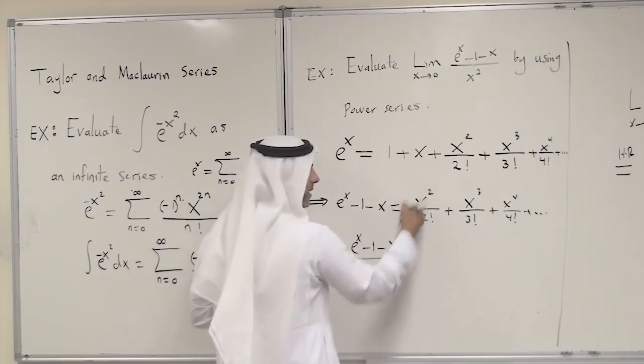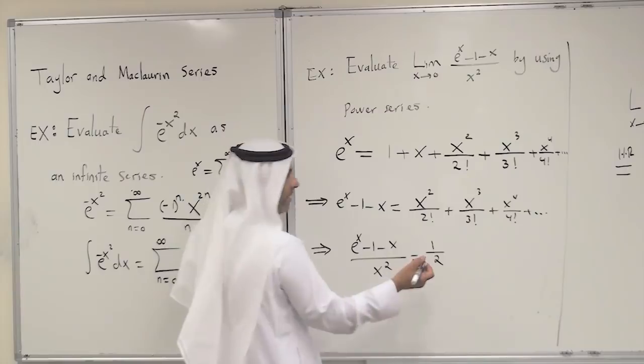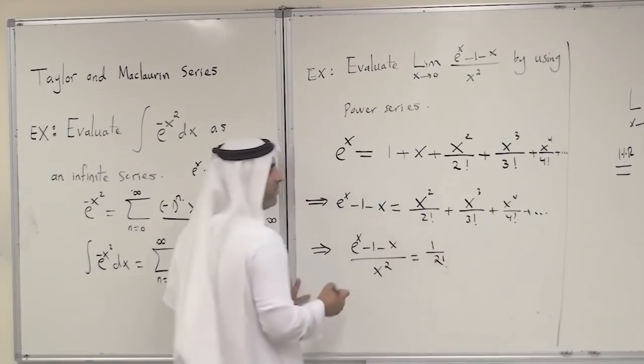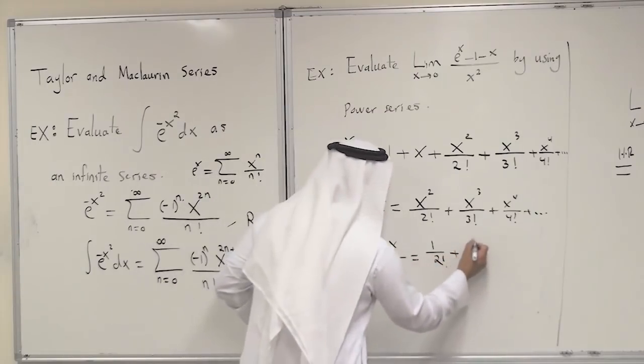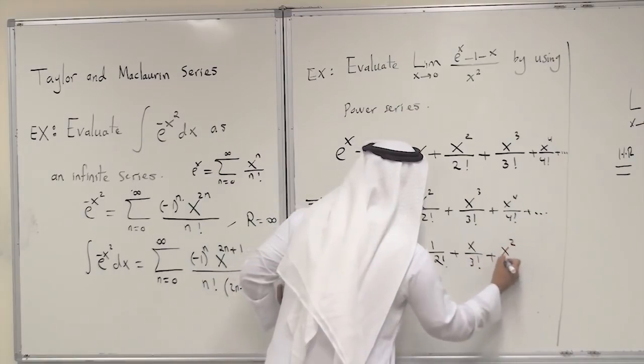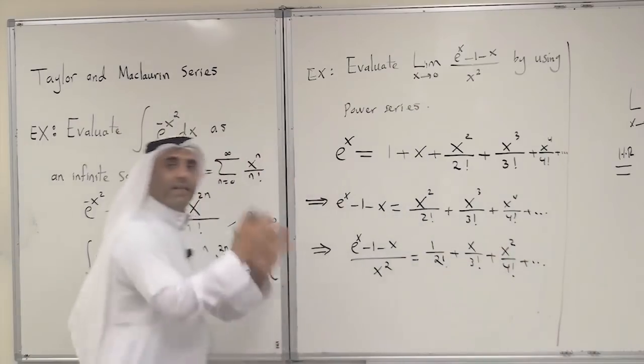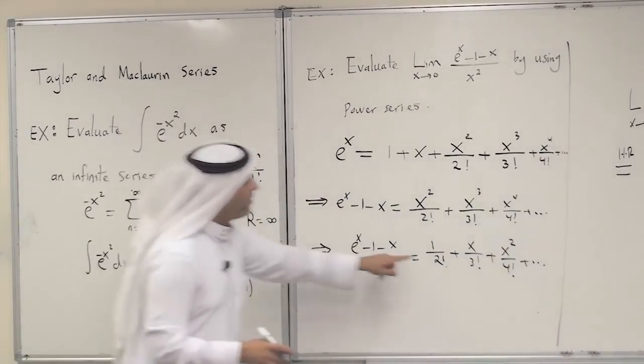Look here, if we divide by x squared, this will be only 1/2, or 1 over 2 factorial. Okay, let's leave it 1 over 2 factorial for the time being, plus x over 3 factorial, plus x squared over 4 factorial. And all other terms here will involve the value of the expression x, except the first one.